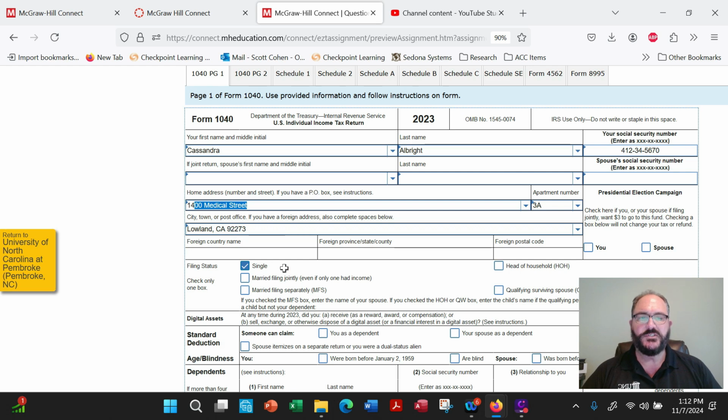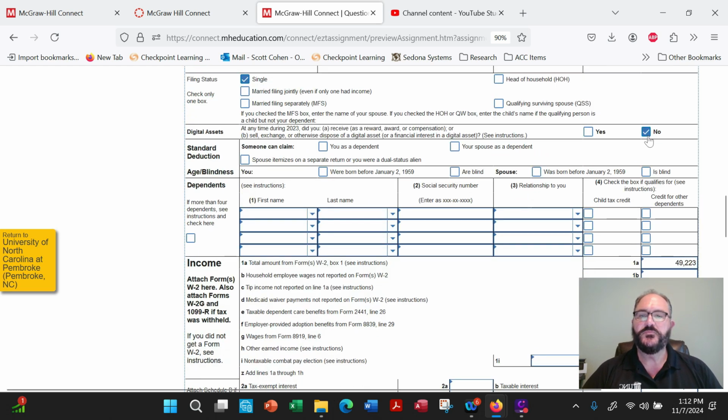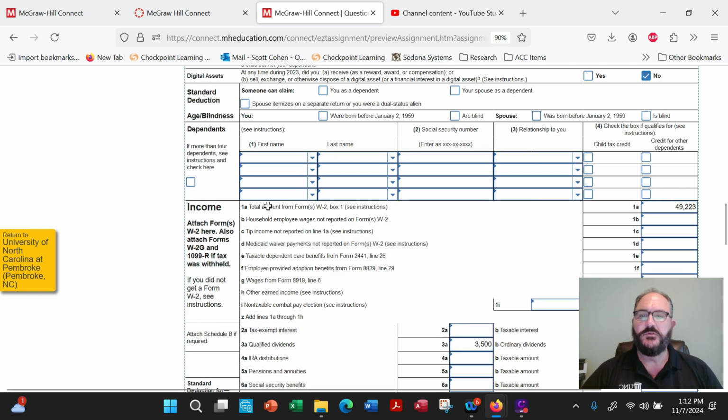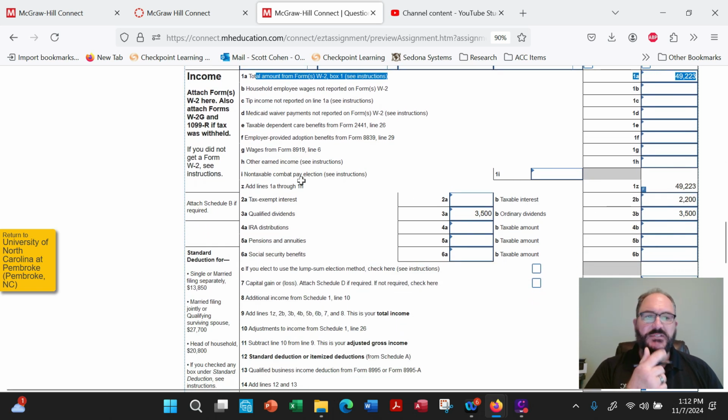Then we see right here, she's single, okay? She doesn't have any digital assets, okay? Doesn't have any kids. Doesn't get an additional standard deduction because of blindness or old age. So the first one, this income amount right here, this is from her W-2 that was given, okay? Now that comes down, there's all these other items here, but we don't have any of those. So that comes down to 1Z.